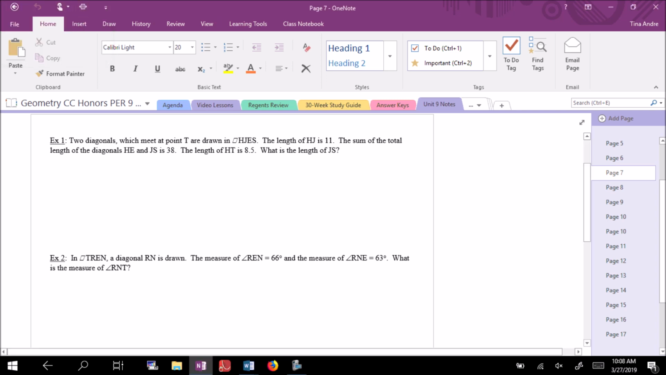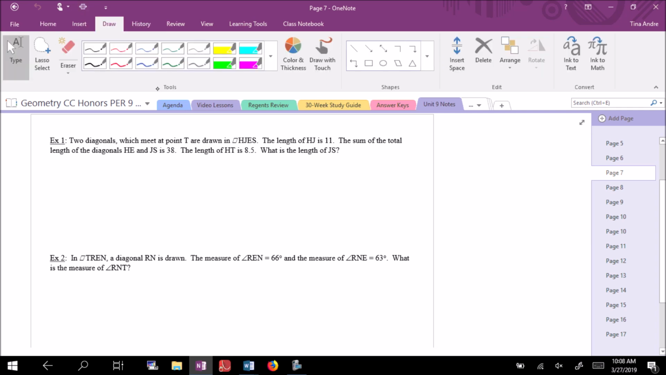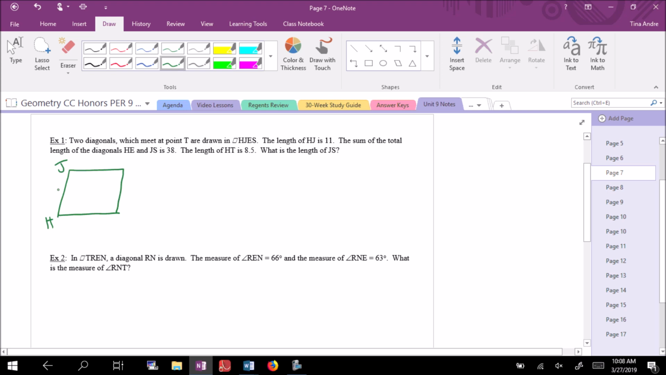For these examples, we're going to use our parallelogram properties on the previous page to solve. So the first thing is, let's just read through and decide which property would best be used. So two diagonals which meet at a point T are drawn in parallelogram HJES. So the first thing I want to do is let's just draw that picture. So I have my parallelogram, so this is HJES. Notice that I went around the parallelogram when I labeled it. Doesn't matter where you start with point H, but make sure you go around the parallelogram in either direction to label. And it says that there's two diagonals that are drawn, and these meet at point T.